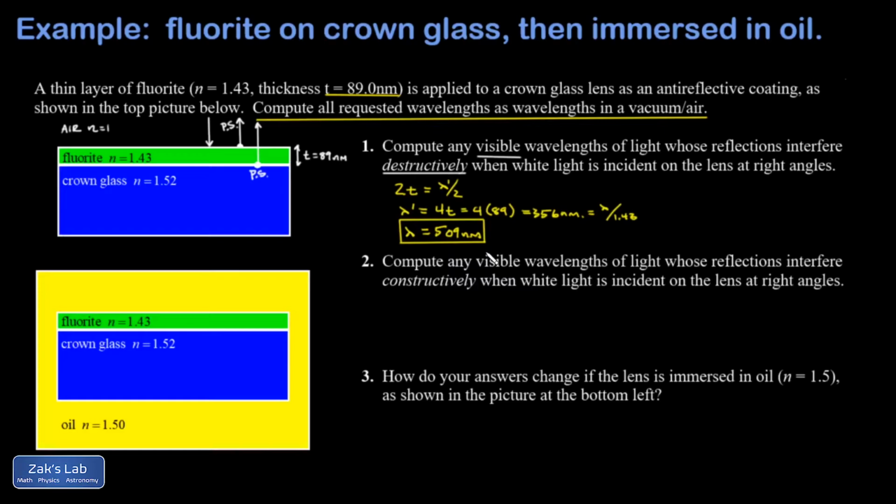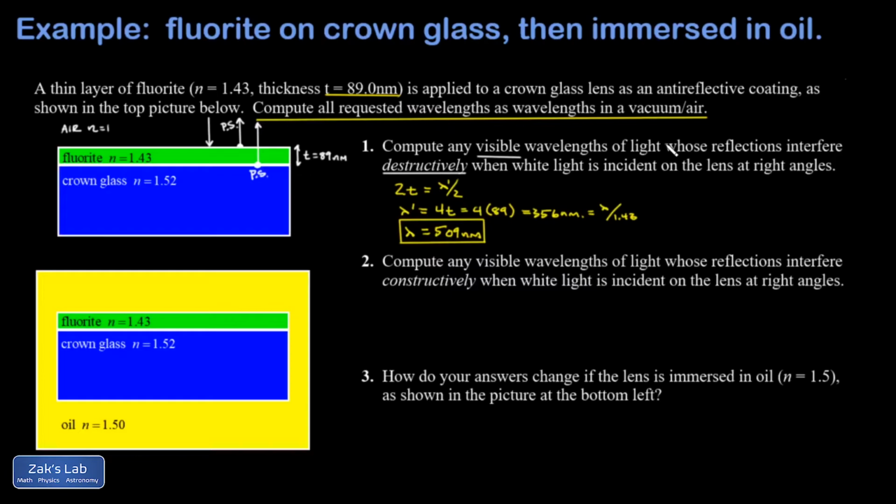And in fact, you get partial destructive interference in a neighborhood of that 509 nanometers. This is a good anti-reflective coating because it's basically carving out light in the middle of the visible spectrum, and it should make it so you get less reflection off this lens than you otherwise would.